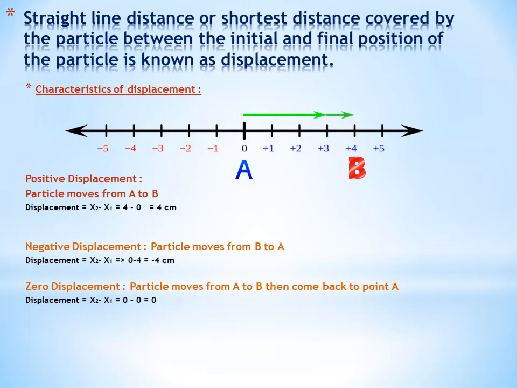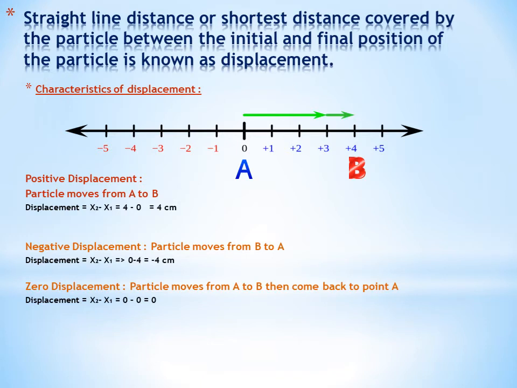There are three types of displacement: positive displacement, negative displacement and zero displacement. For the positive displacement, consider the particle is initially at point A, and after some time it reaches point B. The initial value is 0 but the final value is 4. So the displacement is the final value minus the initial value, that is 4 minus 0, equal to 4 cm. For the negative displacement, consider the particle moves from B to A. In this case, the initial value is 4 but the final value is 0. The displacement is calculated as 0 minus 4, equal to minus 4 cm. This is the negative displacement.